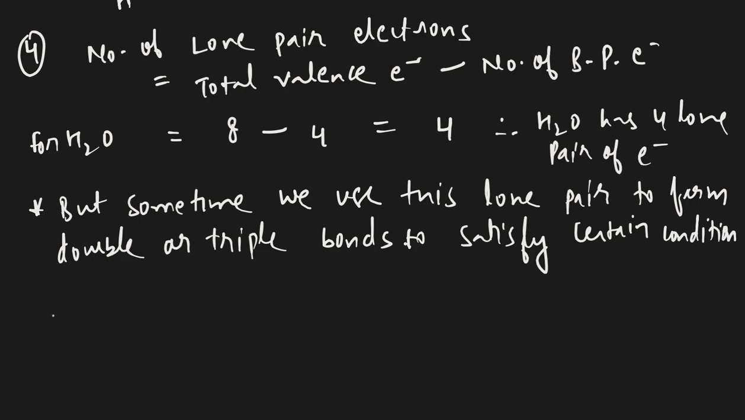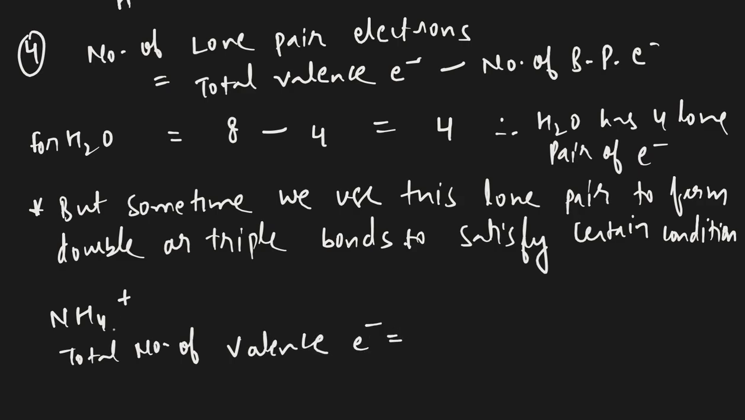Okay, it has NH4 positive. So please tell me how many total number of valence electrons are there in this molecule. So nitrogen, the valence electron for nitrogen is 5, plus for hydrogen is 1 into 4. Okay, but here we also have a charge. So whenever we have a charge, what to do in that case?